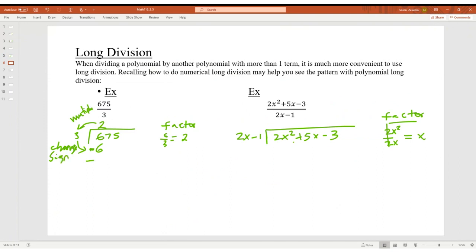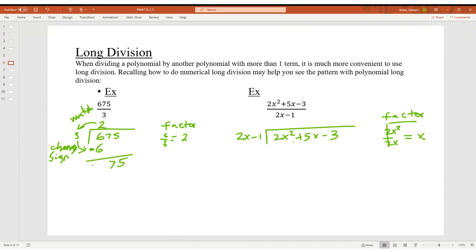Then we subtract. This will cancel out, will be 0, and bring down the 75. 7 and 5 come down. And we keep repeating the same step. So what we do is find a factor, multiply by the divisor, in this case 3, 2 times 3, and then change the sign and add. So 6 minus 6 cancels out, it becomes 0, and we have 75. We do the same thing for the polynomial.